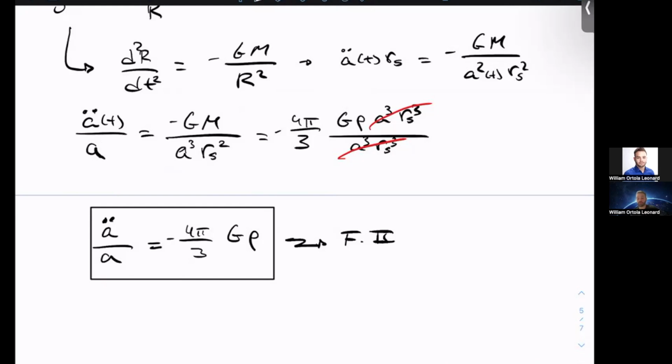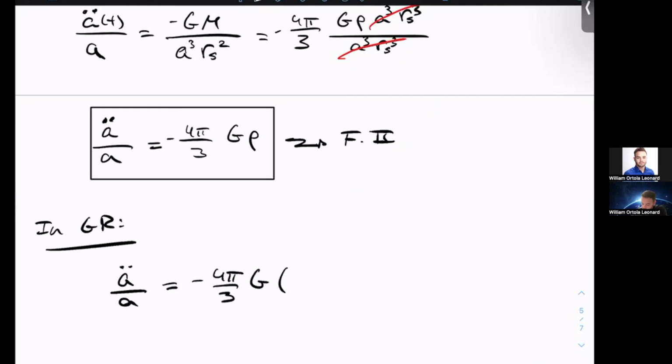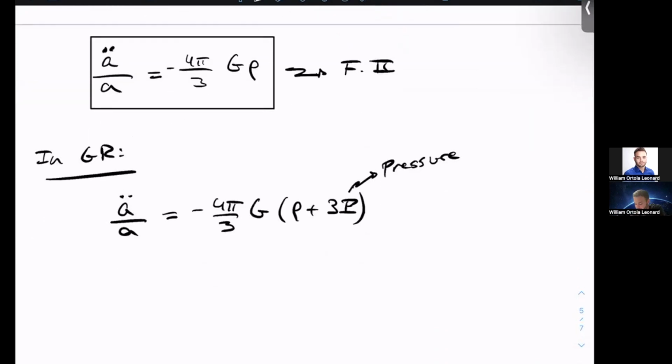If we assume that we have other components, then we actually have to use general relativity. And so when we use general relativity to not assume that the universe is dominated by matter, what we end up finding in GR is that the second Friedman equation becomes a double dot over a equal to negative 4 pi over 3 G times rho plus 3 times this capital letter P, which is the pressure exerted by the fluid that is dominating the universe, or the combination of different fluids. So what does this tell us about matter?